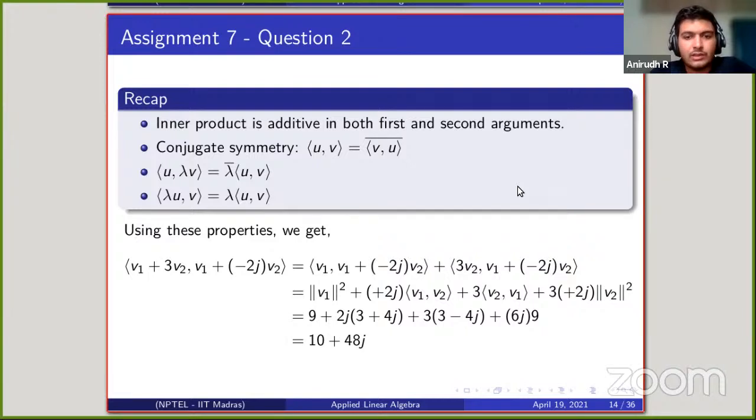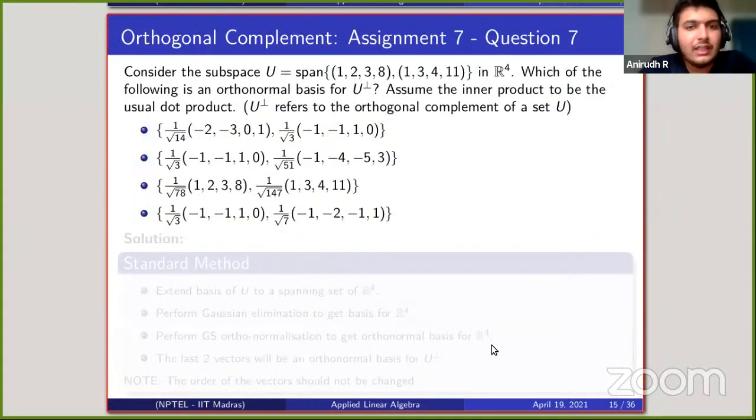We just need to substitute the values given in the question, and we also need to make use of the property that v2 comma v1 is v1 comma v2 bar. So making use of that, we get 3 minus 4j here, and substituting, we end up getting 10 plus 48j. That will be the answer. It's a pretty simple question.